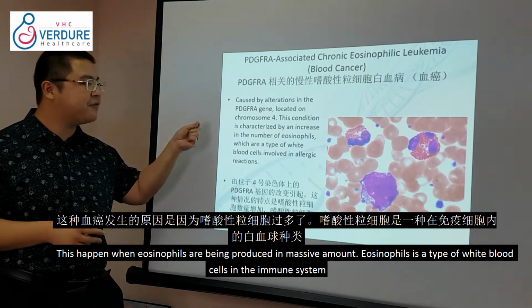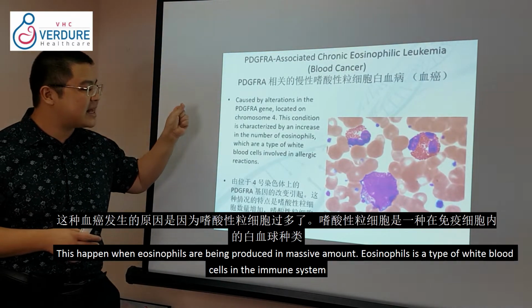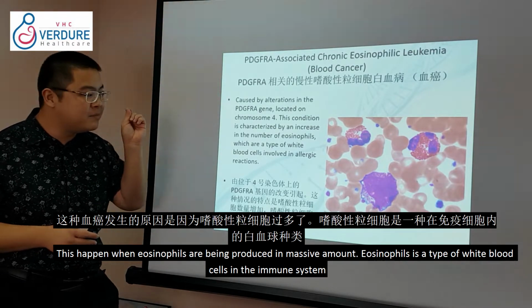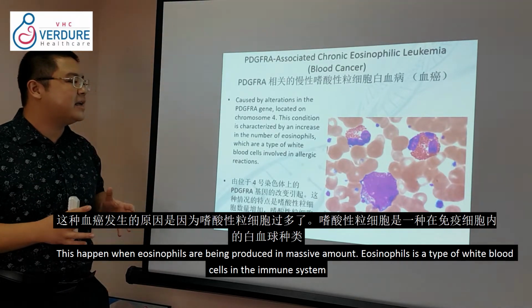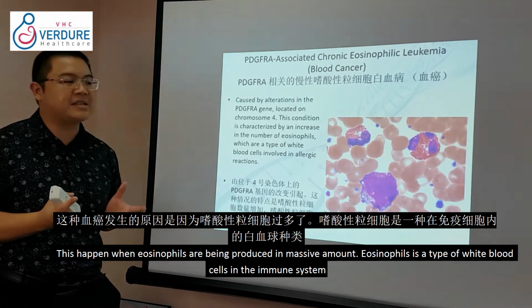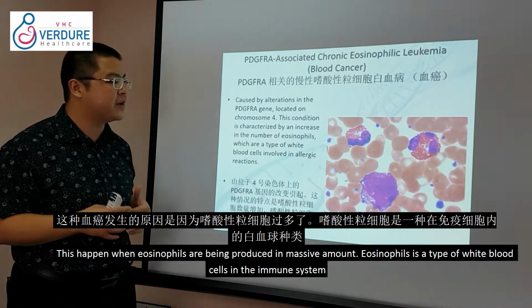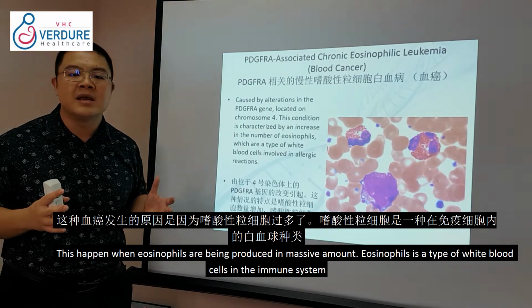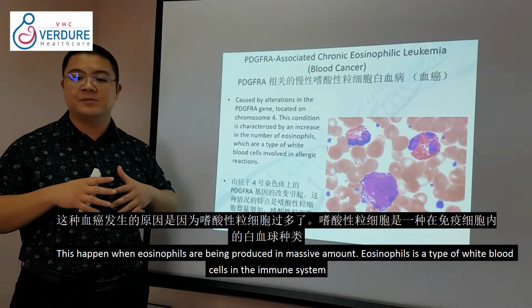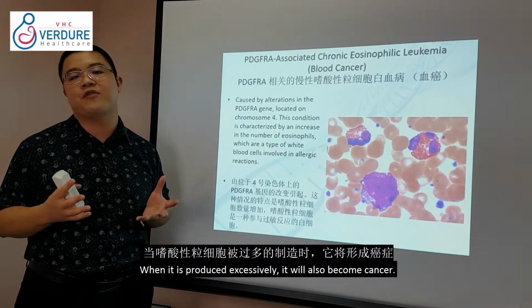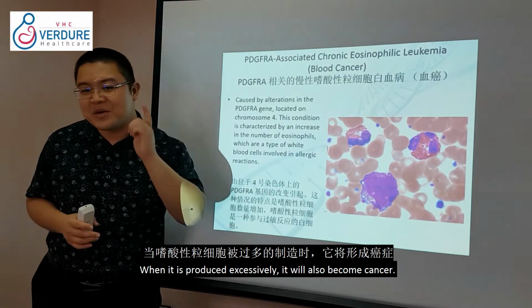And if you have this kind of mutation, then an immune cell, also within the white blood cell group, is produced in a massive amount. It's called eosinophils. Eosinophils are part of the immune cells that are also part of the white blood cell system, and when they are produced in too large a quantity, it will also become cancer. So here's the question.